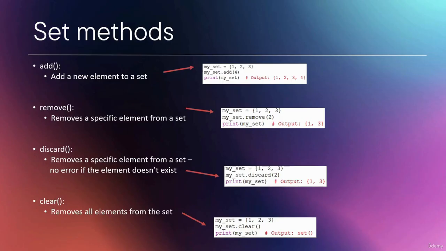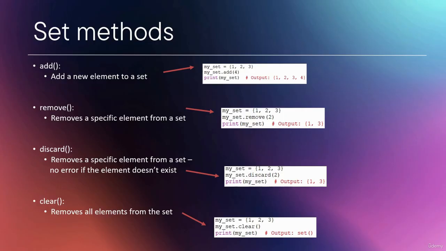So let's have a look at some of the methods. The first method is the add method, pretty much self-explanatory, that it adds a new element to the set. Again, the position is not in our control. Then the remove method removes a specific element from a set. Again, we give the element and it removes it.